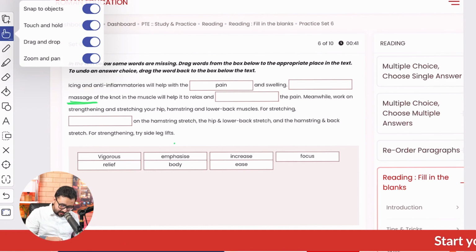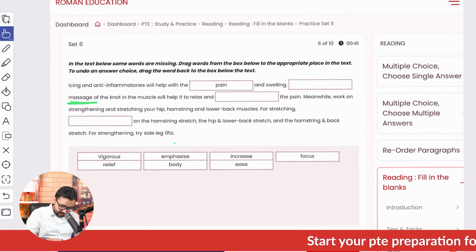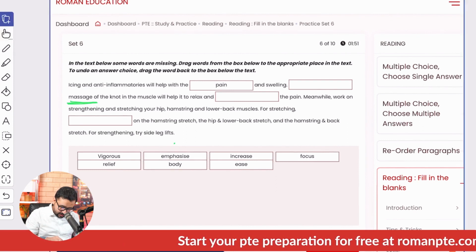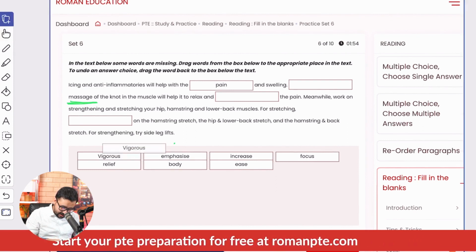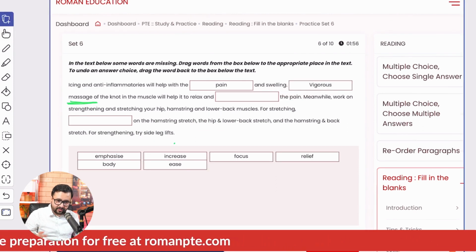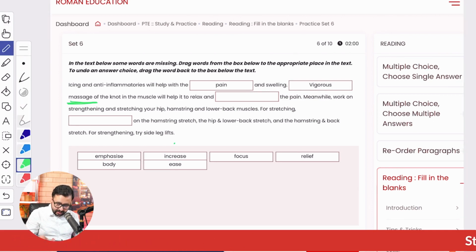So in the exam after this, what you do is you drag and drop. So you have to click on vigorous and drag it to the gap. So that is the second answer. For the third one, again, by using the same logic, we can see "to relax and."